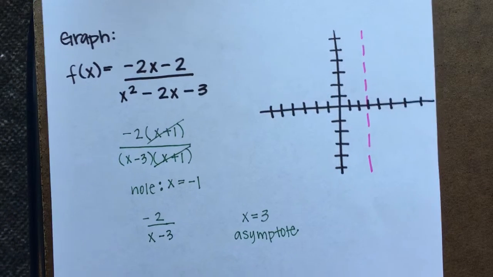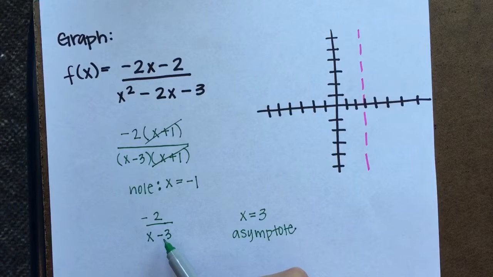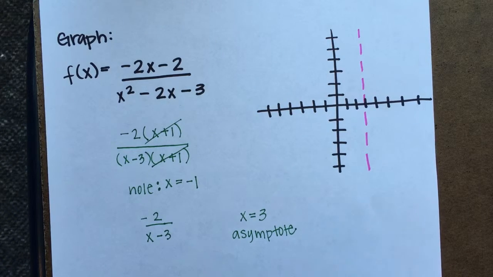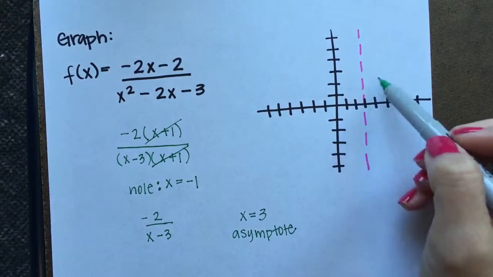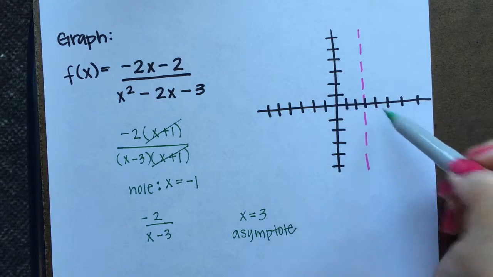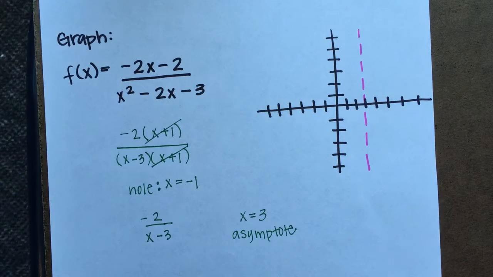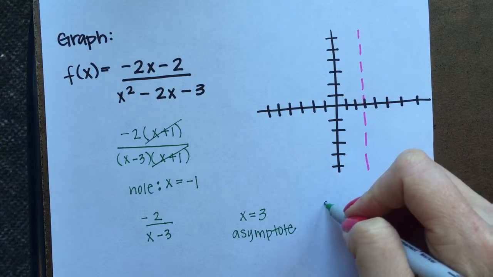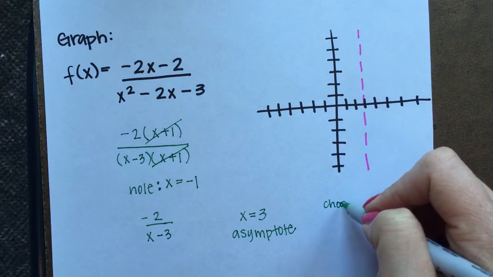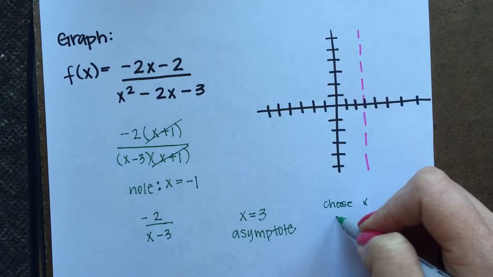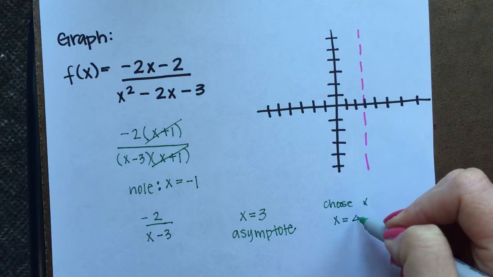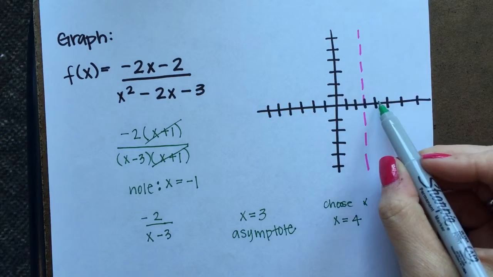Hopefully you can recognize the shape of this graph. It will have the 2 branches, one in each corner, and you need to plot a point to determine if it's going to be in these 2 corners or in these 2 corners. When you plot a point, you get to choose a value of x. So I'm going to choose x equals 4. So here's x equals 4.